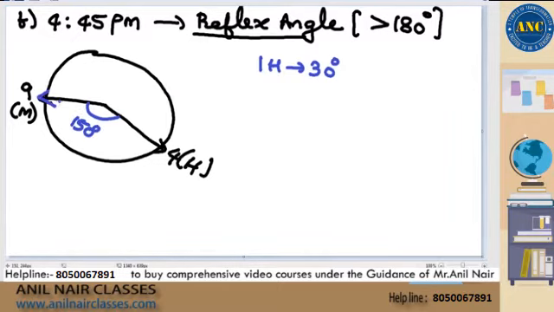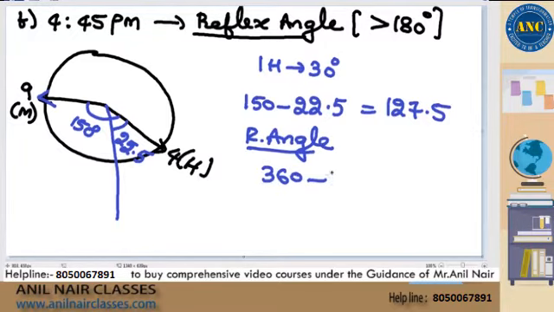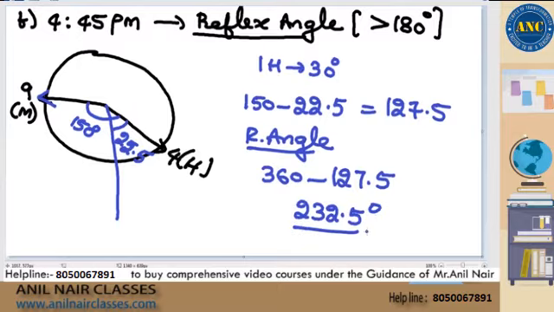Whenever the minute hand reaches 9, the hour hand will shift for 45 minutes. 45 minutes is 45 by 2, so 22.5. So the answer is 150 minus 22.5, which is 127.5. But the question needs a reflex angle. So the reflex angle is nothing but 360 minus 127.5, which is 232.5. Now this is the reflex angle.